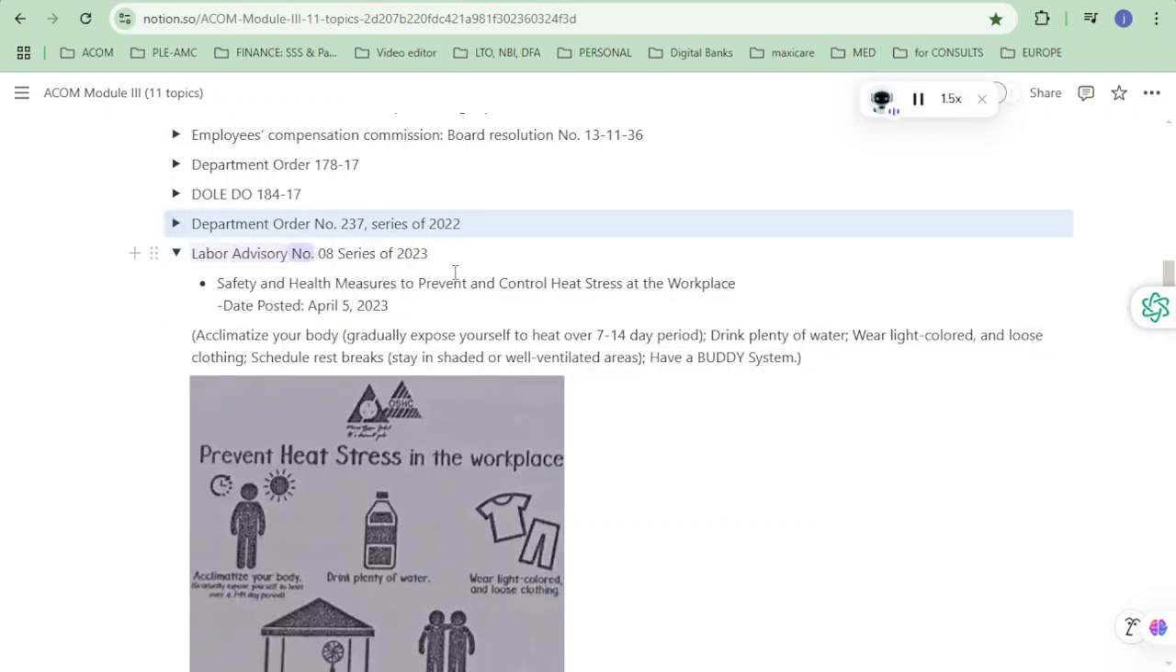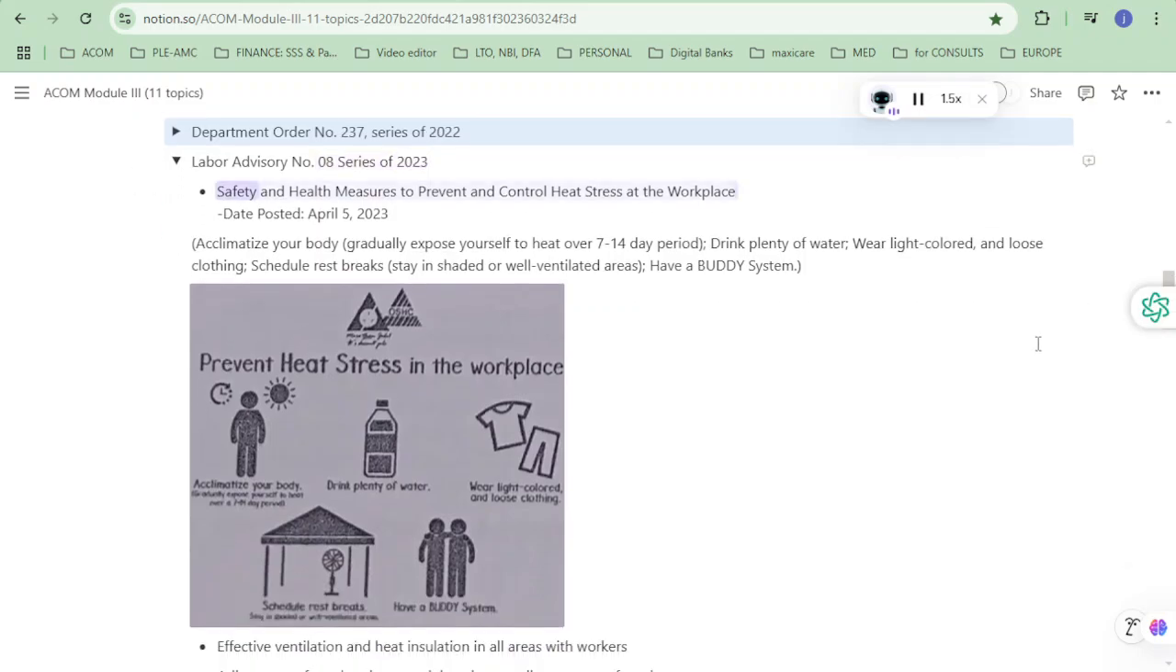Labor Advisory No. 08, Series of 2023. Safety and health measures to prevent and control heat stress at the workplace. Date posted, April 5, 2023. Acclimatize your body, gradually expose yourself to heat over a 7 to 14 day period, drink plenty of water, wear light-colored and loose clothing, schedule rest breaks, stay in shaded or well-ventilated areas, have a buddy system.